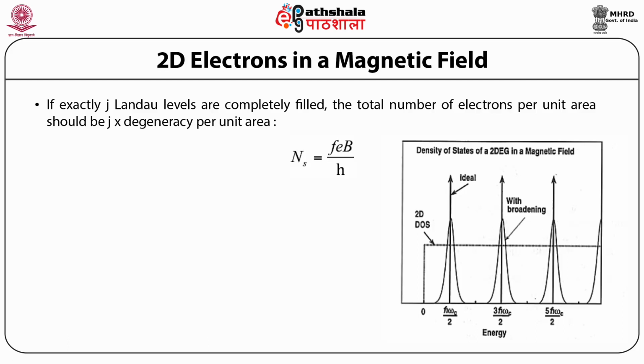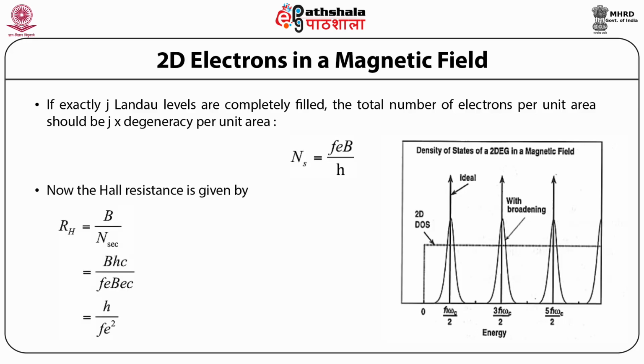So ns is equal to j e B divided by h cross c, where j takes the integer values 1, 2, 3 and so on, and the Hall resistance is now RH, which is given by B divided by ns e c, which is equal to h divided by j e square. So finally we get the expression h divided by j e square, where j takes the integers 1, 2, 3 and so on.